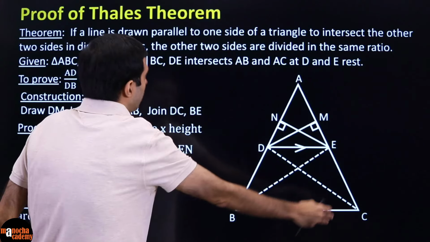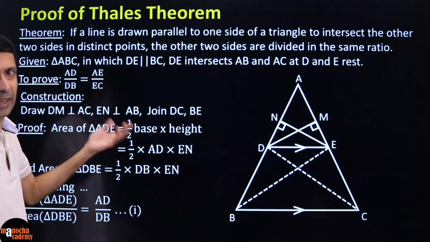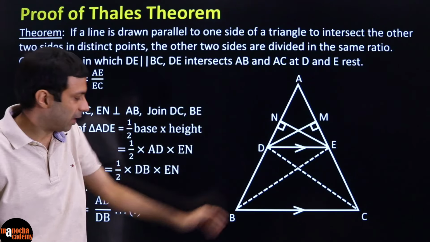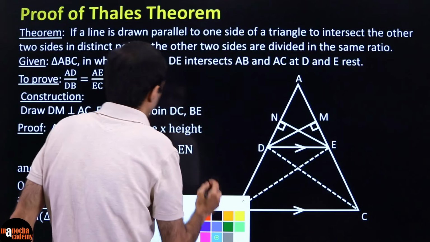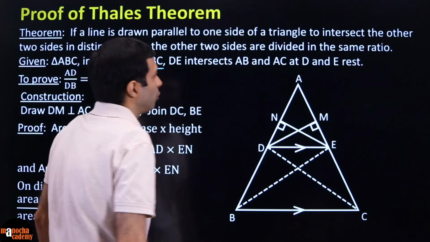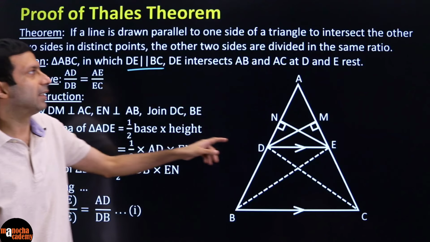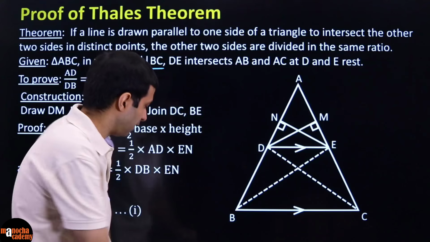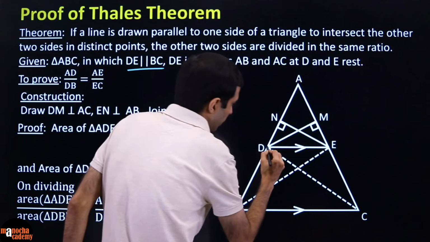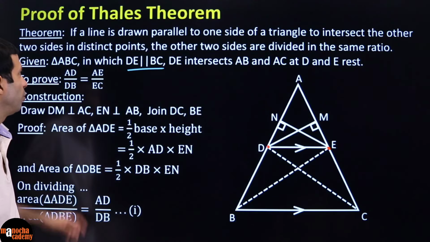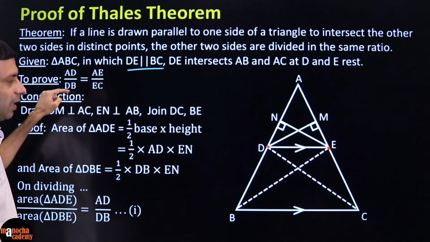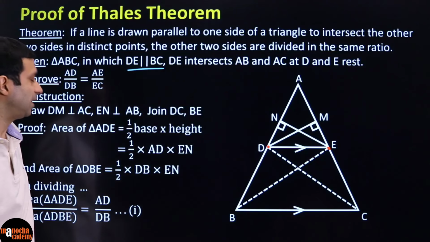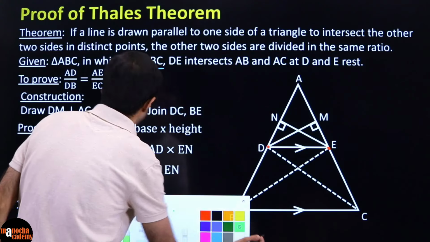Given is the triangle ABC, and you can take any line parallel to one of the sides. We have taken DE parallel to BC, and DE is intersecting AB at D and AC at E. So these were the two distinct points. And obviously, what do we need to prove? That AD by DB, so this is Thales theorem, AD by DB is equal to AE by EC. This is what we need to prove here.